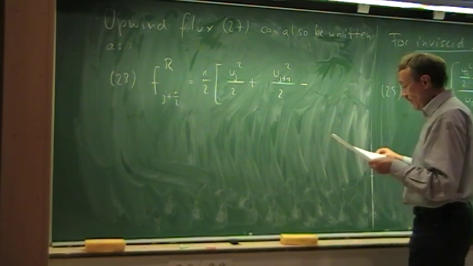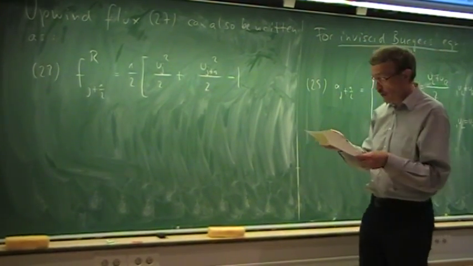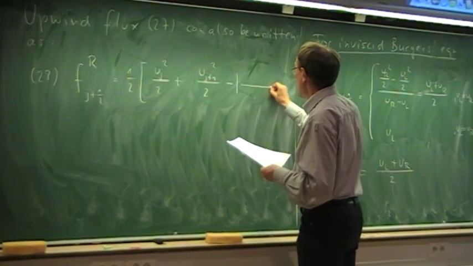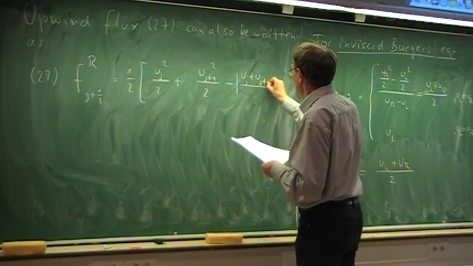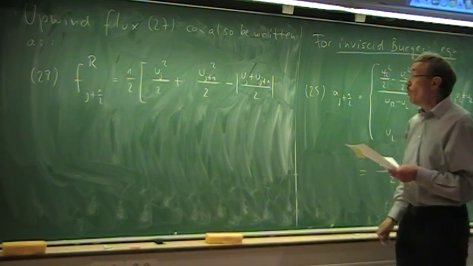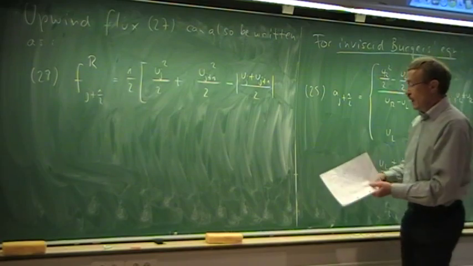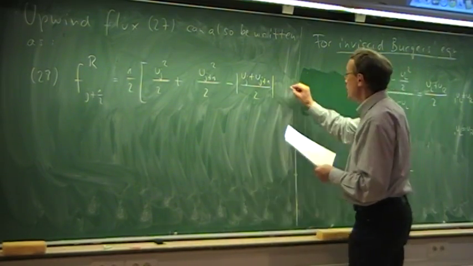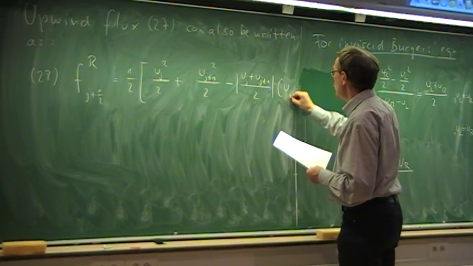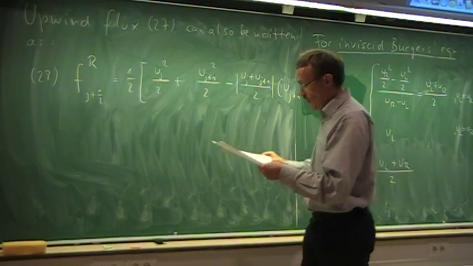So we have to do something, and what we do here is we add numerical dissipation, and it turns out that we can do it in this way: we have here uj plus uj plus 1 over 2. That is the modulus, the absolute value of the characteristic speed. And that we multiply by the difference of uj plus 1 and uj. So then we get this expression.